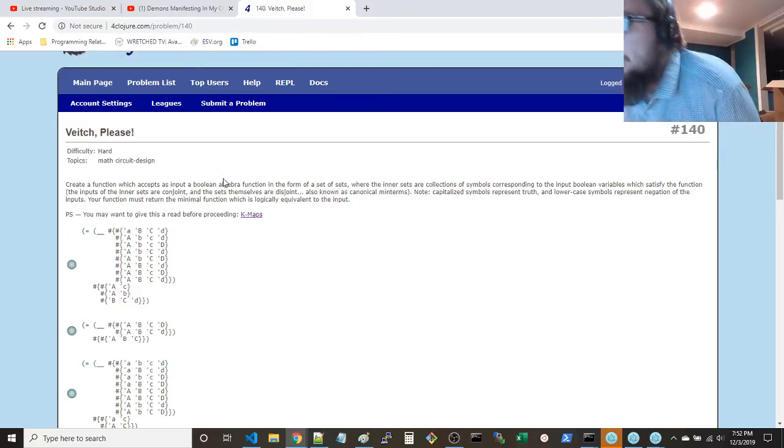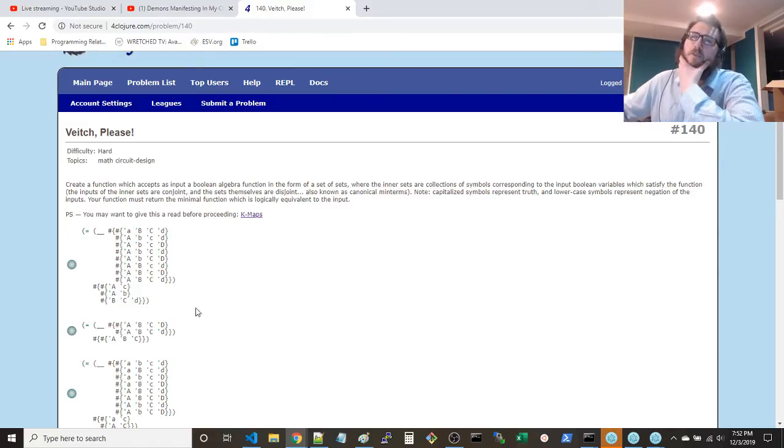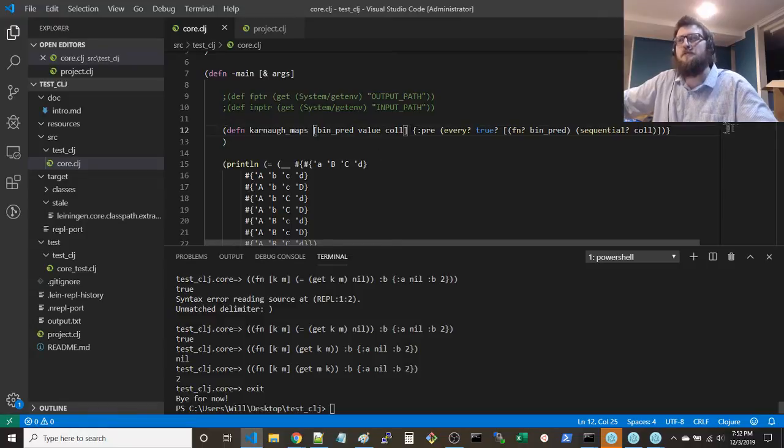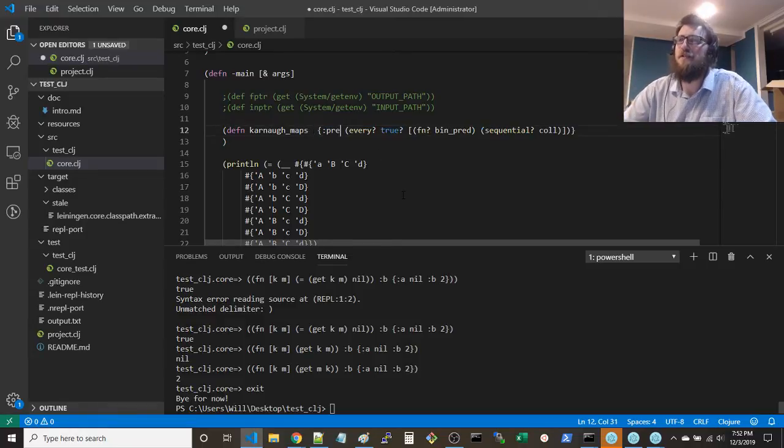So, what we want to do is going to take a sequence of a set of sets.